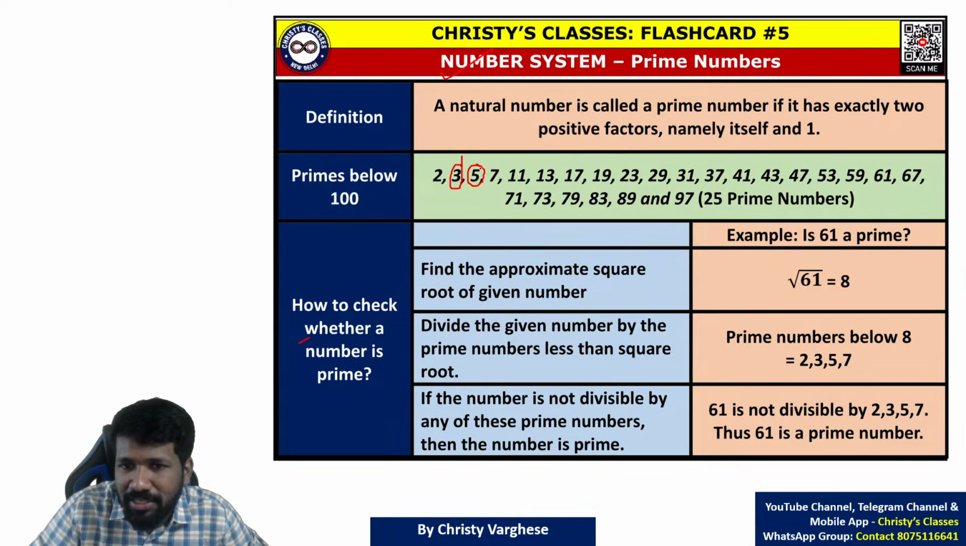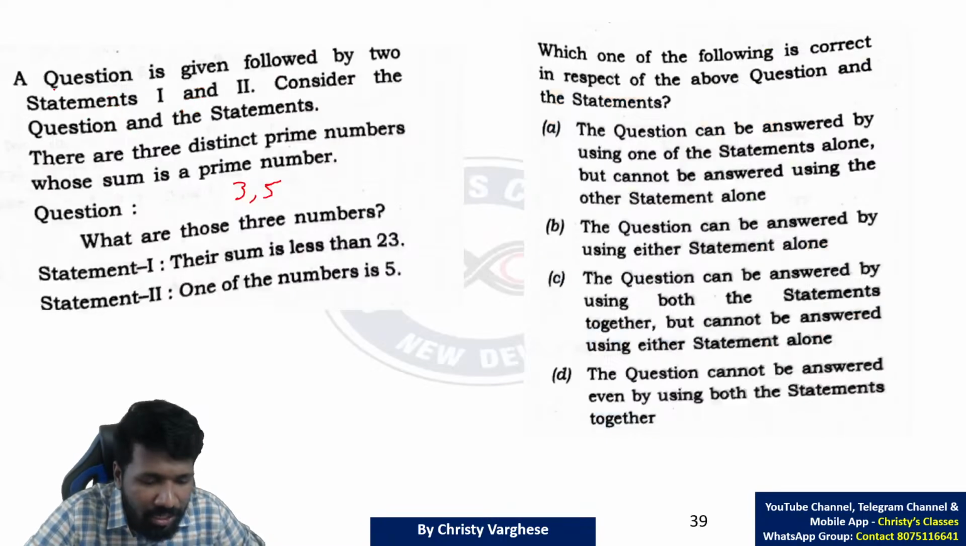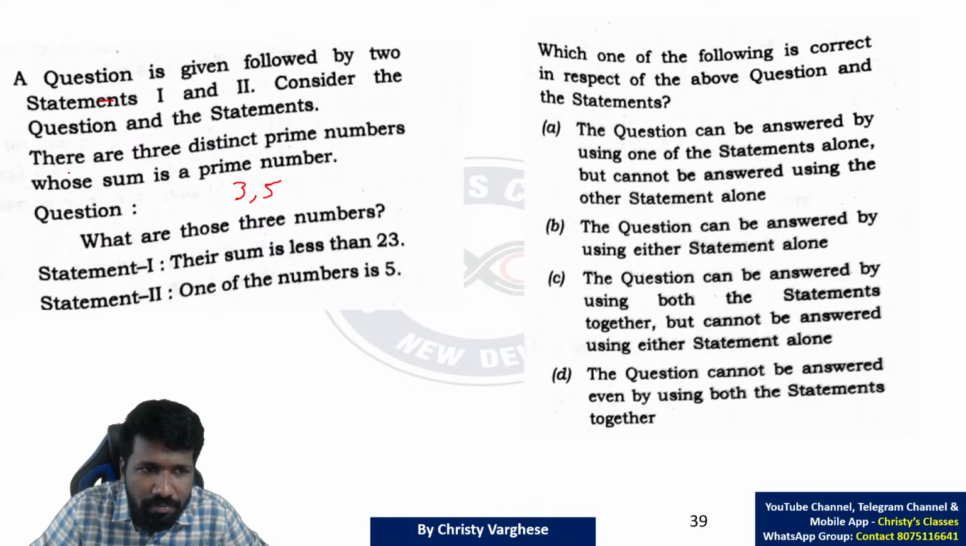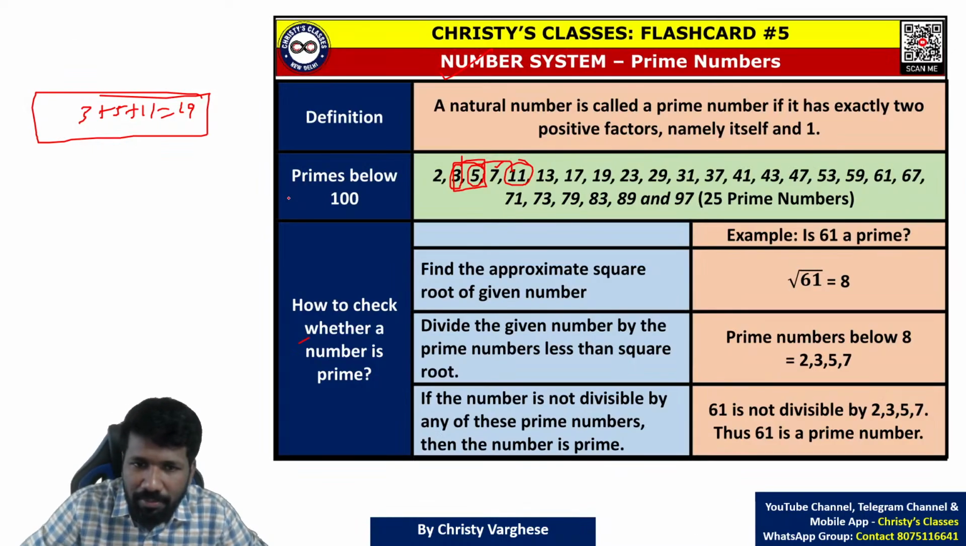3 plus 5 is 8. 8 plus 7 is 15, not a prime number. I'm fixing 3 and 5 itself. 8 plus 11 is what? 19. That is a prime number. So 3 plus 5 plus 11 is 19. That is one example which satisfies the condition. Now I hope all of you understood the meaning of this. There are three distinct prime numbers whose sum is a prime number. So 3, 5, 11, sum is 19. So that is one example.